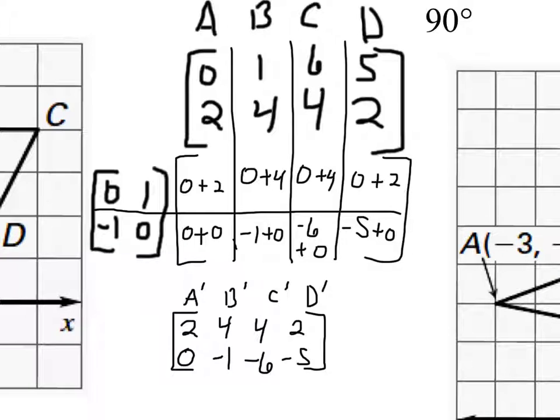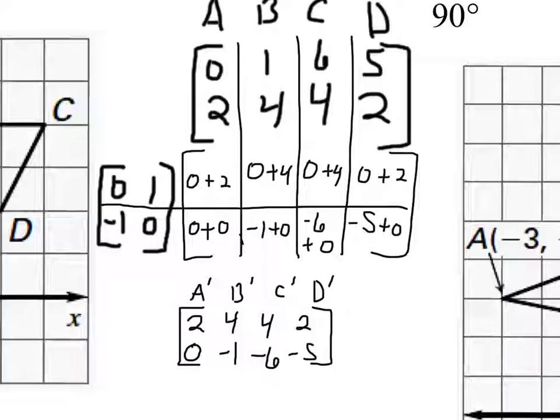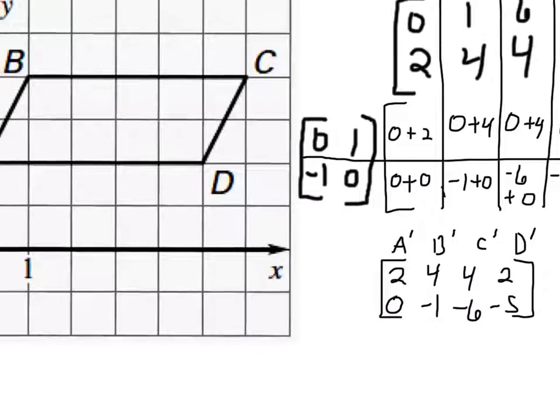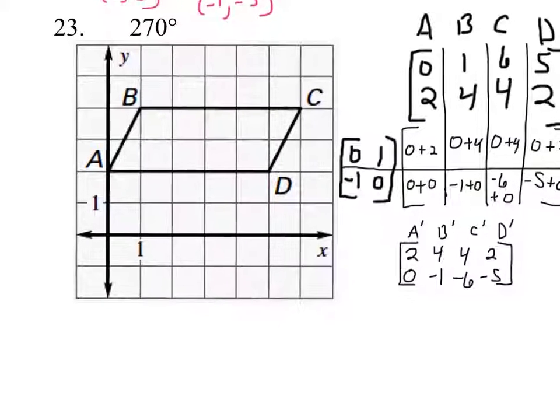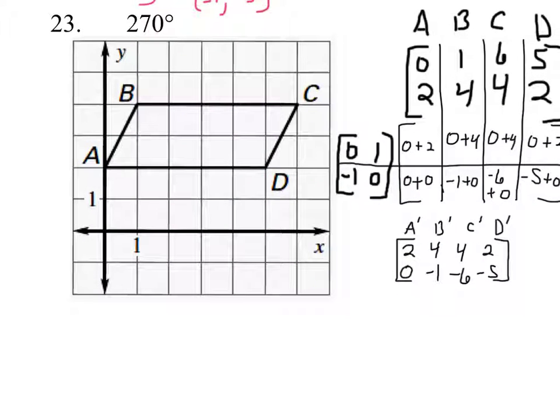All right, now you have to graph these. It's not enough just to get the answer with the matrix. We want to see where this ends up. So each of these is an ordered pair, right? A prime is at 2, 0. Great, there is A prime. B prime is at negative 4, negative 1. I'm sorry, positive 4, negative 1. So there is B prime. C prime is at 4, negative 6.